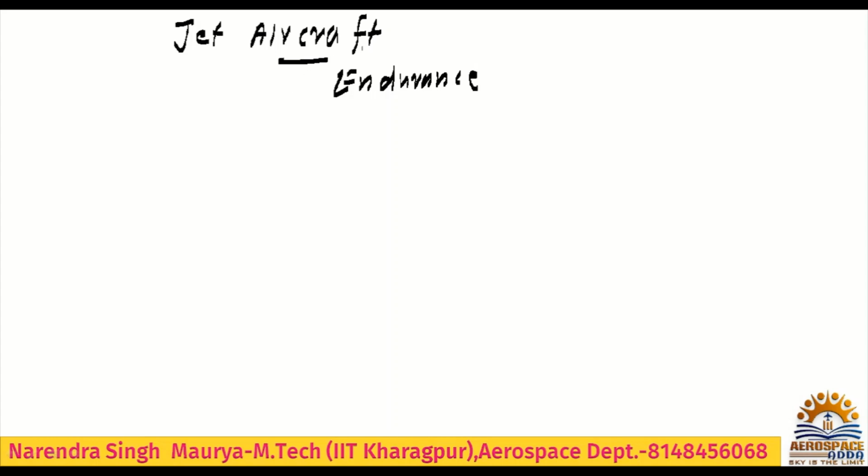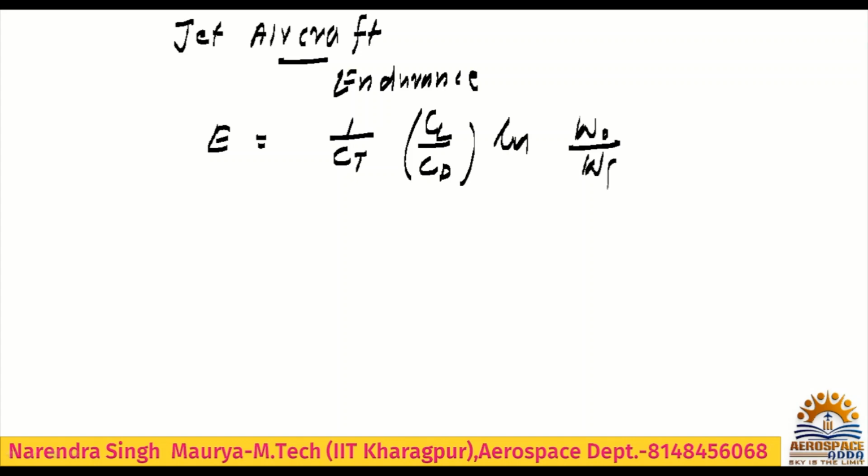So here it is a jet aircraft, and for this jet aircraft what is the endurance formula? Endurance, denoted by E, is nothing but 1 upon CT times CL by CD times ln of W naught divided by W final, where CL means lift coefficient, CD means drag coefficient, W naught is the initial weight, and W final is the final weight after burning of the fuel.